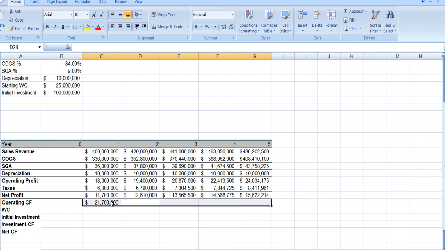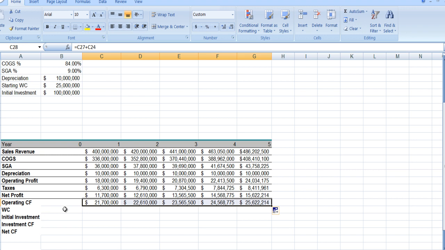All right, and then we can just copy this formula down. Okay, that's the beauty of the spreadsheet. And so you can see the different cash flows. Okay, 11,700 plus the 10 million in depreciation, that gives us 21,700,000. And you can see that if you did the math, it should be correct for all of these. All right, what else do we have?